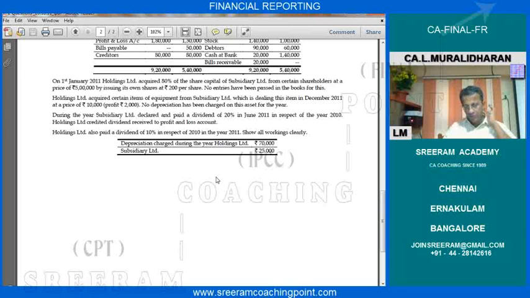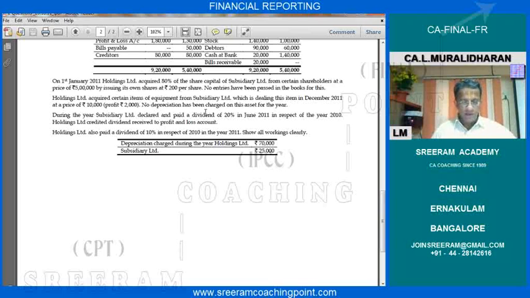On 1st of January 2011, the holding company acquired 80% of the share capital of the subsidiary from certain shareholders at a price of rupees 5 lakhs by issuing its own shares at the rate of rupees 200 per share. No entries have been made in the books for this. The holding company acquired certain items of equipment from the subsidiary, which deals in this item, in December 11 at a price of rupees 10,000, profit rupees 2,000. No depreciation has been charged on this asset for the year.